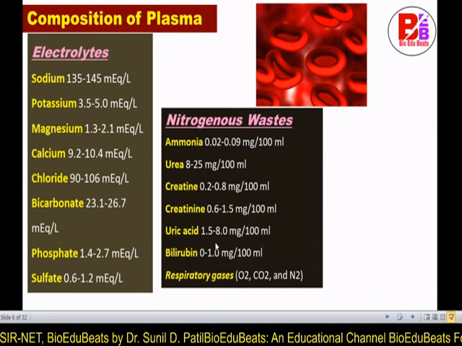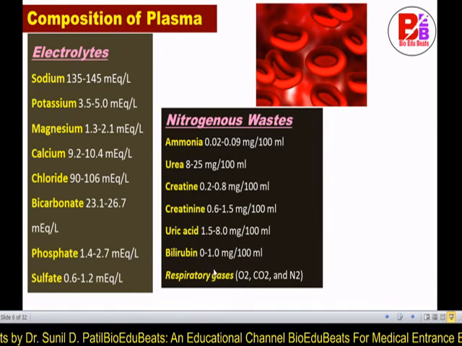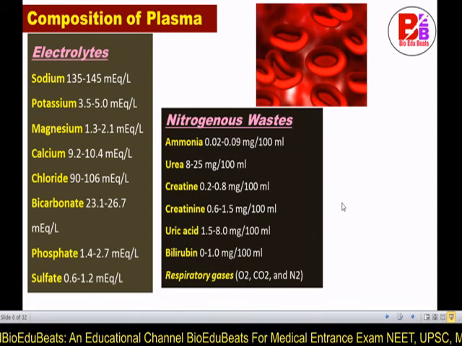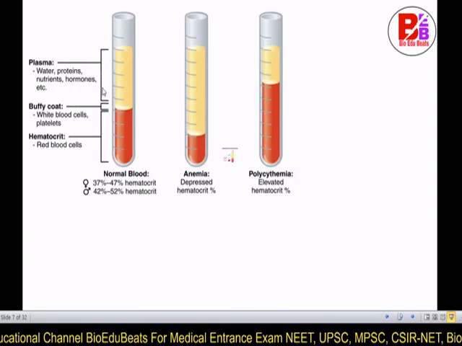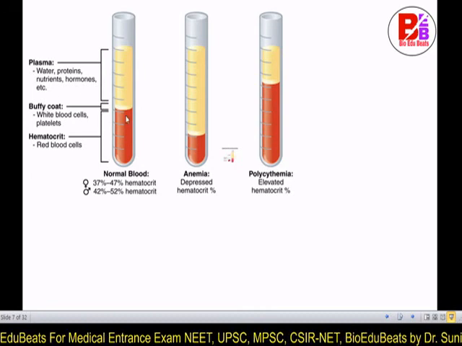Uric acid 1.5 to 8 milligram per 100 ml, bilirubin is up to 1 milligram per 100 ml. Then others are the respiratory gases. This is the composition of plasma. The plasma consists of water, protein, nutrients, hormones, etc.